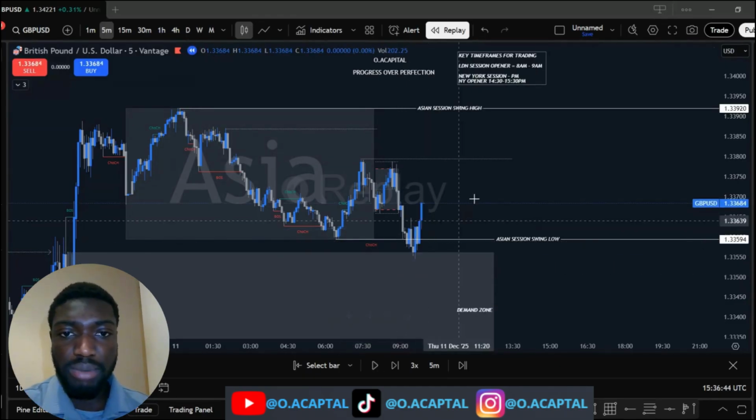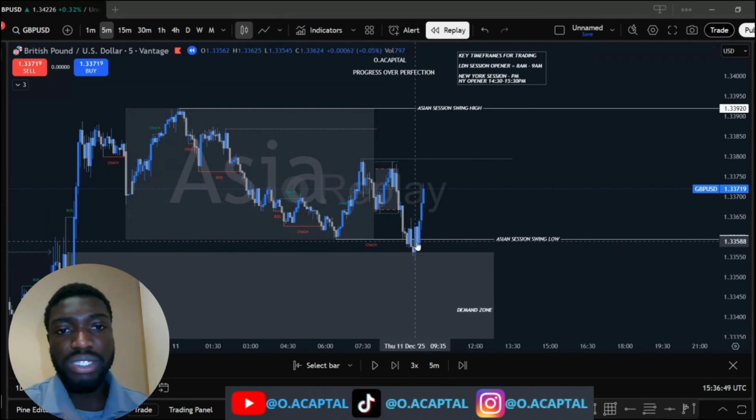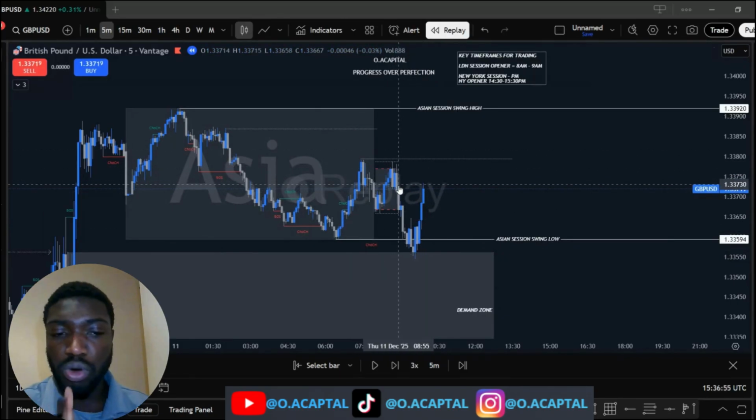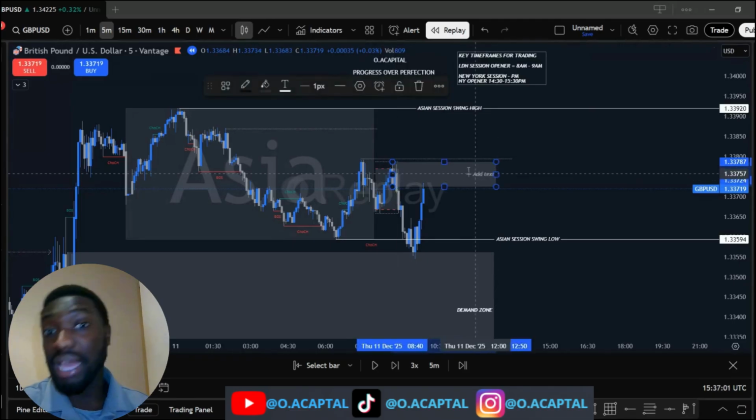So price mitigates the demand zone. We can see a nice bullish engulfing candle, which tells me that price is looking to push to the upside. Now, again, usually what people will do is mark out this area as a point of interest or a supply zone per se.